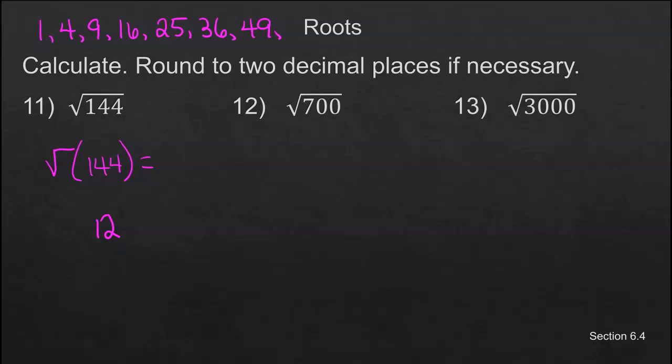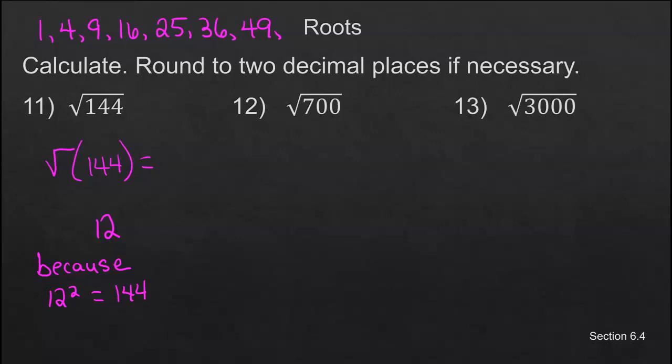144 is 12 squared. So when we take the square root, let me show you that. Because 12 squared equals 144, and we're trying to find out what number did we square to get this number. Taking the square root undoes that, right? Notice it says square root, right? So it's the number that you multiply times itself to get that.